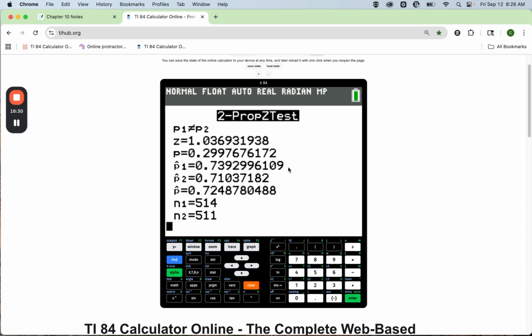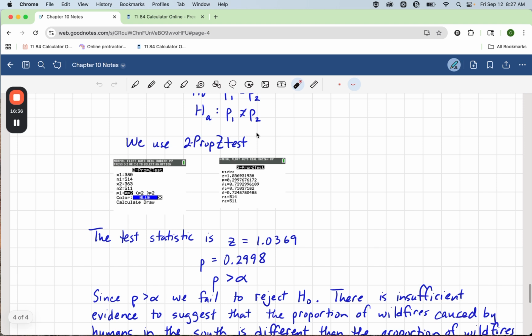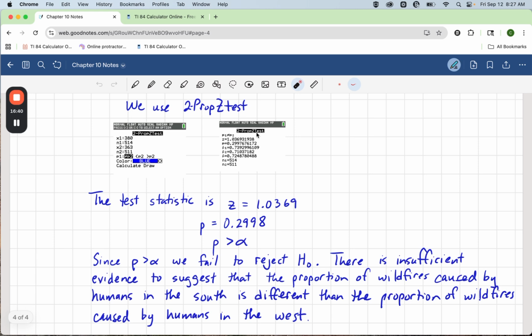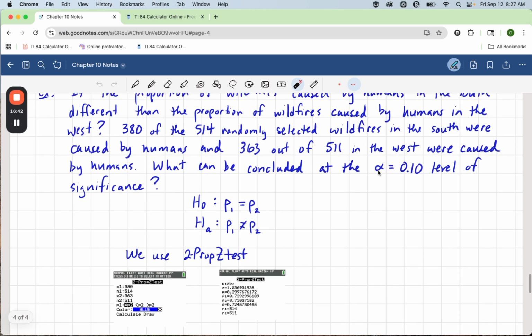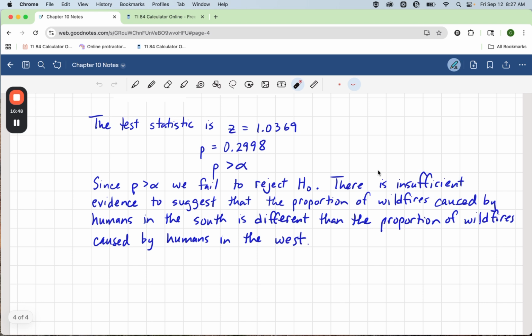So we're definitely going to fail to reject H0 in this case, right? So P is greater than alpha because you got this p-value close to 0.30 and the level of significance was 10%. So we're way more than 10%. We fail to reject H0 then, so there's insufficient evidence to suggest that the proportion of wildfires caused by humans in the south is different than the proportion of wildfires caused by humans in the west.